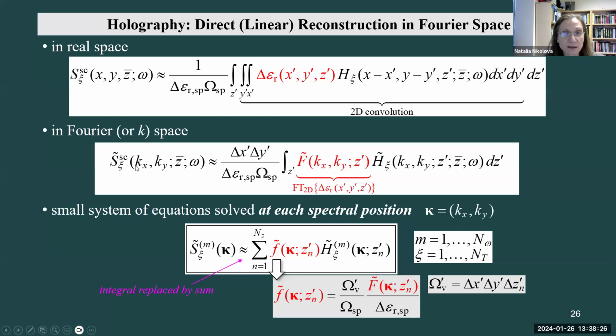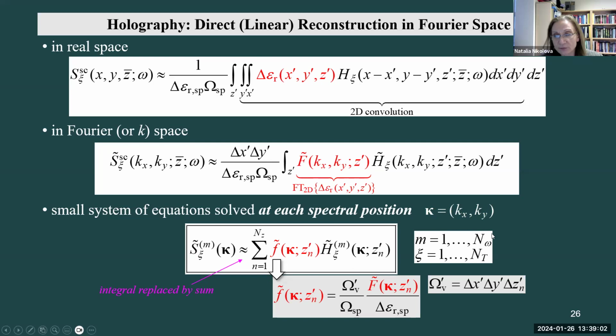now my data is cast in k-space as a function of the Fourier variable kx, which corresponds to x, and ky, which corresponds to y. Now this integral here in x and y becomes a simple multiplication. What remains is the integral over z, but that I can discretize into a sum. And now I have a very small system of equations, because this equation here can be written for all sorts of responses at all sorts of frequencies.